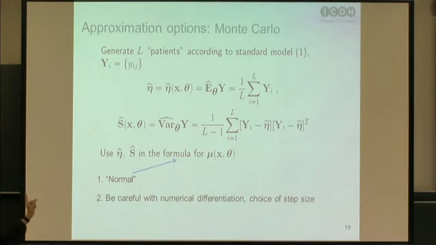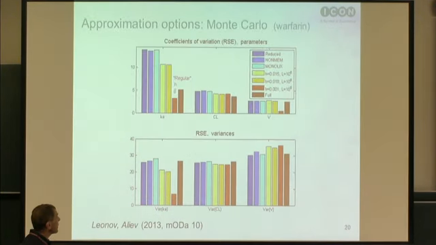Because, for example, for the combined PK/PD model, it was a system of nonlinear differential equations. There is no closed form. All we can do is calculate everything numerically, including derivatives. And the choice of step size becomes very, very important.